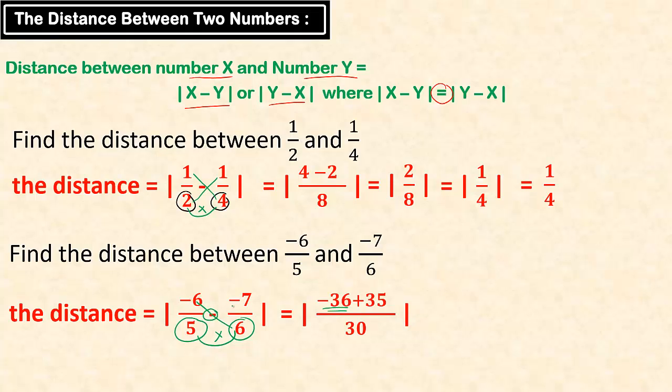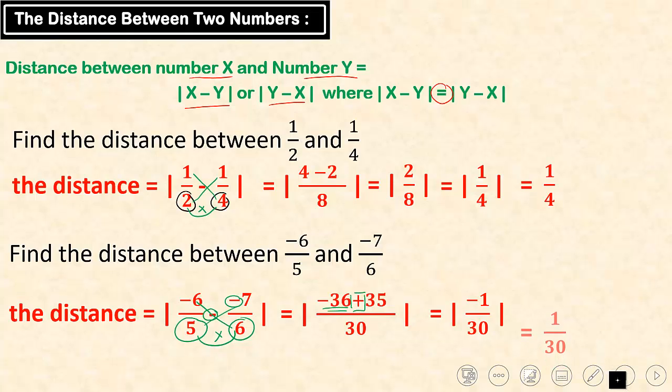and don't forget that I have here minus and a negative number. Minus a negative number is changed to be positive. So 5 times 7, it's equal to 35. Now the distance is equal to absolute value of negative 1 over 30. And we said before that an absolute value of any negative number is the same number but positive. So, the distance between negative 6 over 5 and negative 7 over 6 is 1 over 30.